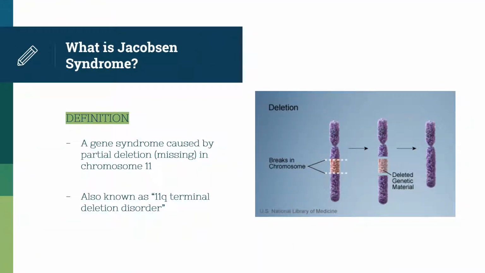What is Jacobsen syndrome? Chromosomes are small structures that are inherited and carry genetic information. Each chromosome consists of a short arm and a long arm. Jacobsen syndrome is a gene syndrome caused by the partial deletion in chromosome 11. The genetic information is missing. This is also known as 11q terminal deletion disorder.